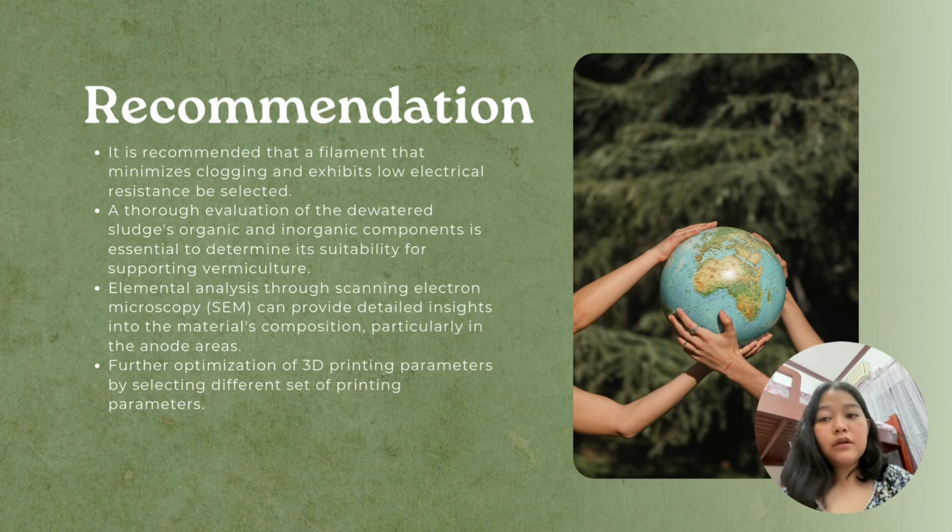To improve the overall effectiveness of the vermiculture-based microbial fuel cell, it is recommended to select a filament that minimizes clogging and exhibits low electrical resistance to enhance both the printing process and electrode performance. Additionally, a thorough evaluation of the water sludge's organic and inorganic components is essential to assess its suitability for supporting vermiculture effectively. Furthermore, conducting elemental analysis through scanning electron microscopy can provide detailed insights into the material's composition, particularly in the anode areas, which is crucial for understanding how these components influence electrode functionality.